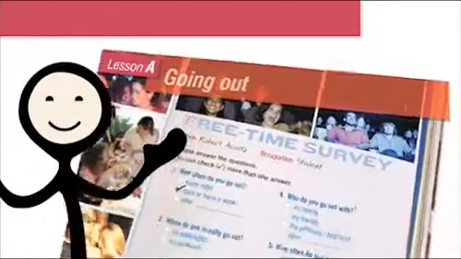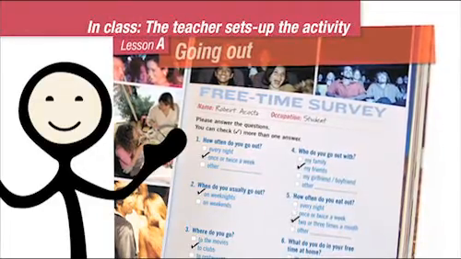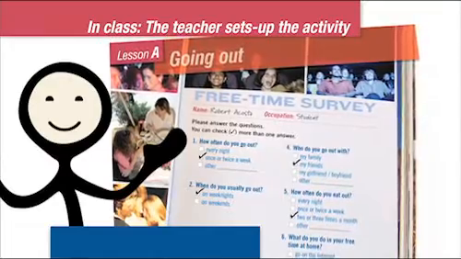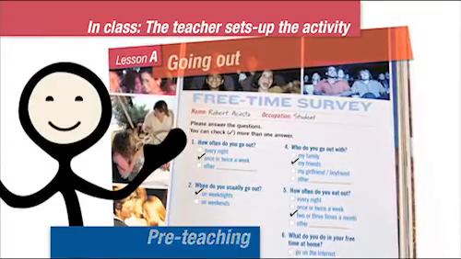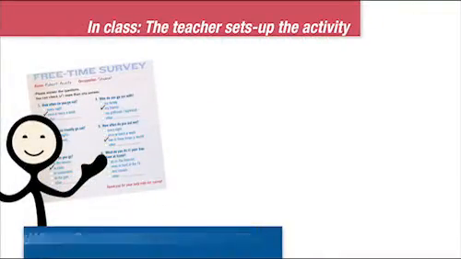For example, here is a survey from the student's book. In class, the teacher sets up the activity with a series of scaffolded steps. Typically, there is pre-teaching of vocabulary, warm-up questions around the topic, followed by practice activities.